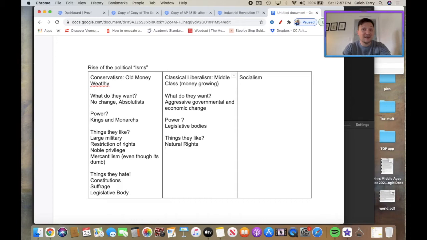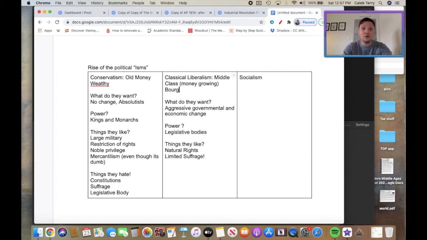Other things that they like a lot happen to be limited suffrage. They don't like everybody being able to vote. They like smart, rich people being able to vote. They like the idea that the middle class should be able to vote. So when you're looking at the classical liberals, the biggest group, if you ever want to reference back to them, is the old bourgeois. They are this old middle class that was around during the French Revolution. They're the ones that originally led them. Classical liberalism is a very important thing.